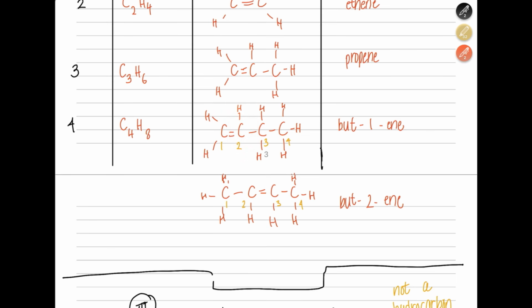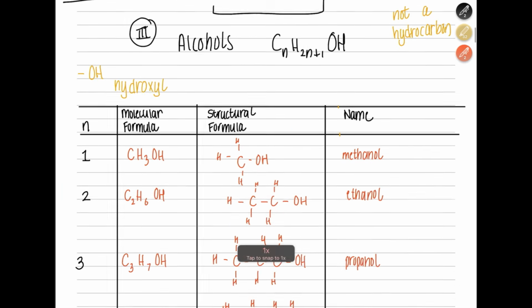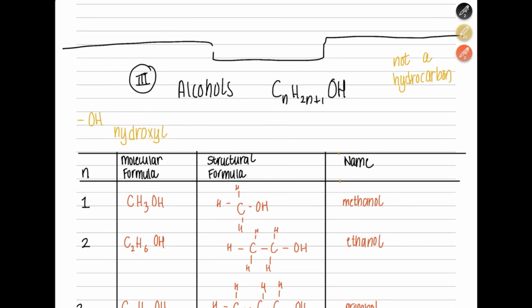And you also cannot start from the other side. That means it cannot be numbered 1, 2, 3, 4 from the far end. You have to start numbering from the carbon that is closest to the double bond. So another possibility is when you have the double bond on the second carbon. It's called but-2-ene.